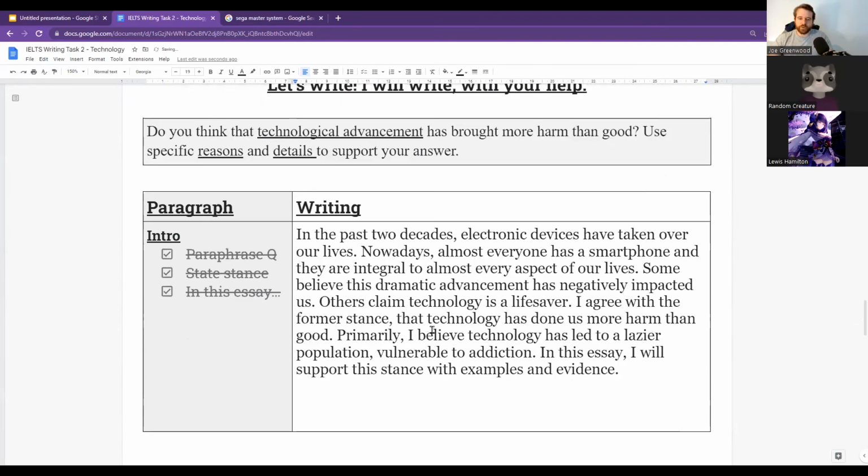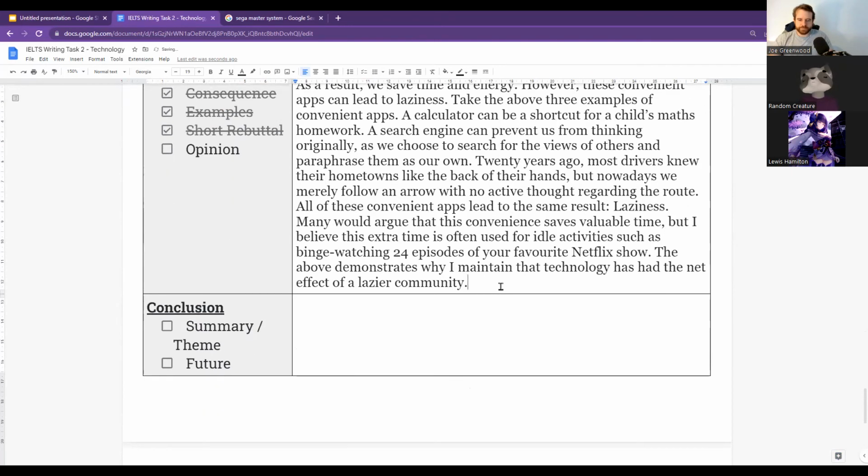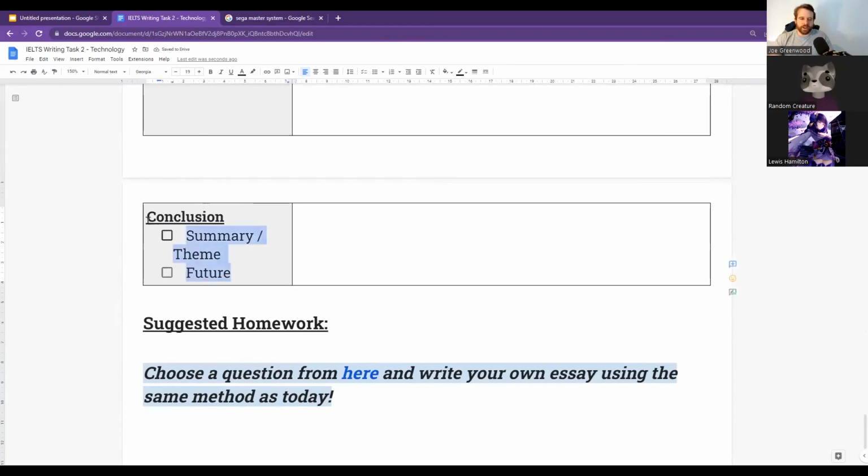So now let's go to the conclusion. Conclusion. Everyone can do the conclusion in their own way. So there's no special magic way to write a conclusion, as long as you summarize but you don't repeat. Summarize in a different way. So paraphrase your own writing, right? And then think of a theme.